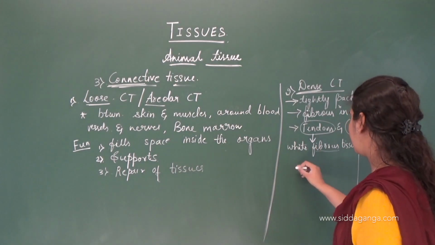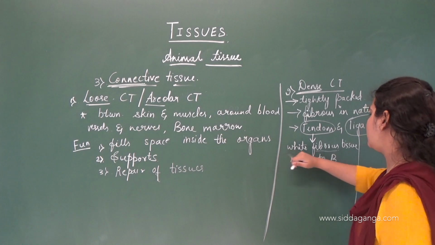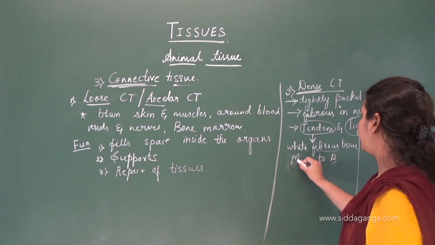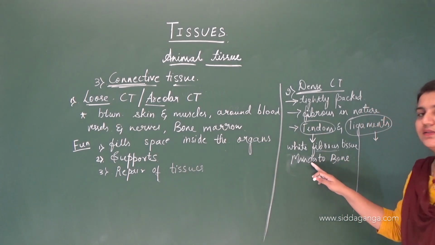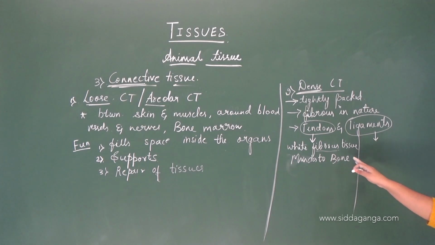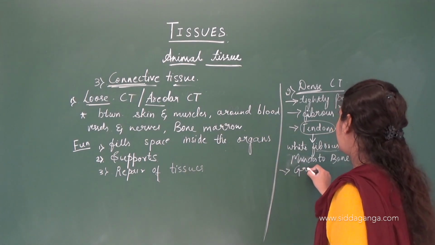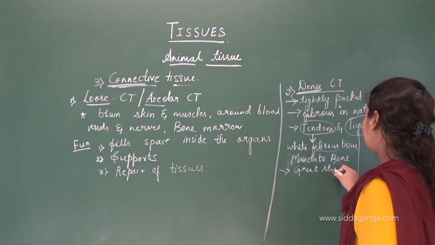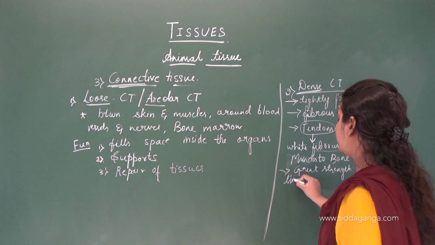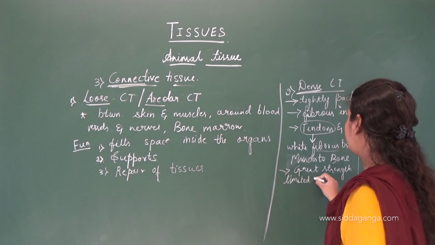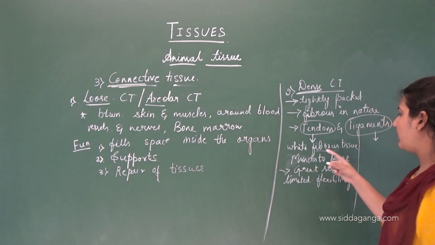This connects from bone to bone. Muscles to bone. So what does it connect? It connects muscles to bone. It has great strength, but limited flexibility. Remember these 3 points. This is white fibrous tissue.